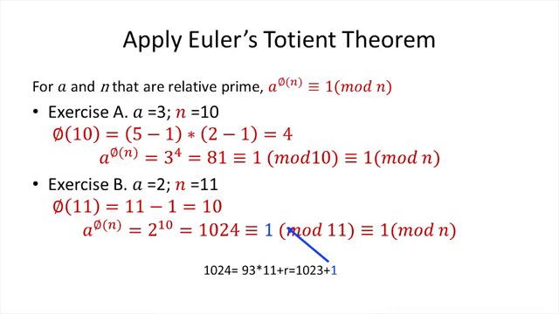81, we can calculate that as 8 times 10 plus 1. Here n is 10, right? Therefore, the remainder is 1. And therefore, we can say 81 and 1 are congruent modulo 10. This verifies the formula is indeed correct, right? Same for the other example where a is 2 and n is 11. You can compute it following the same reasoning.